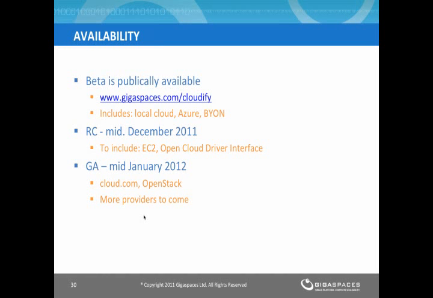We have a release candidate planned for mid-December, which will include support for EC2, the same thing I just demoed, and the open cloud driver interface. That means that you will be able to implement your own cloud drivers very easily and roll out Cloudify in your own environments, even if they're not yet supported out of the box. And we plan the GA release for mid-January. In that release, we'll support Cloud.com and OpenStack cloud infrastructures and a bunch of other providers. That's still to be decided.